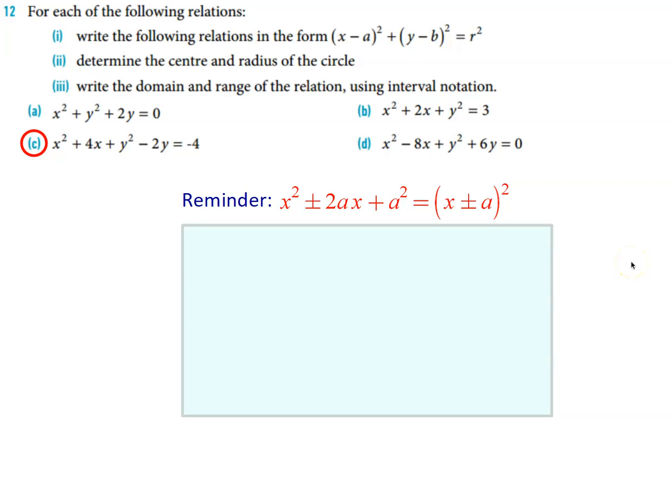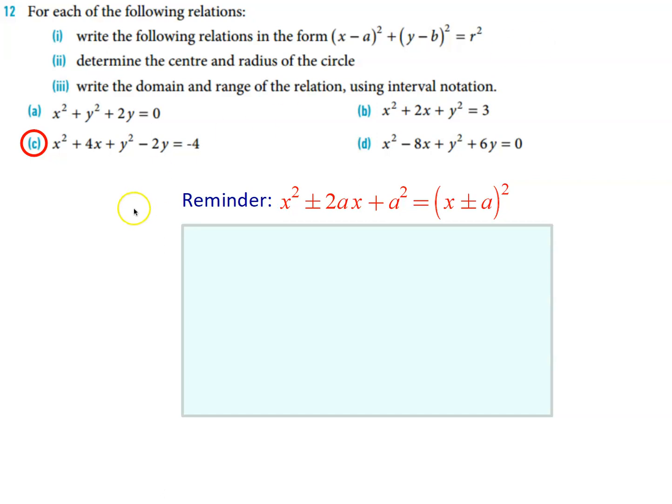Okay, students, this is the last video, number 4, for exercise 4.3. So this one, you're going to have to draw some information out of your Year 9 Maths or Year 10 Advanced Maths. For each of the following relations, write the relation in the form (x take a) squared plus (y take b) squared equals r squared. Okay, let's see how we go with that.